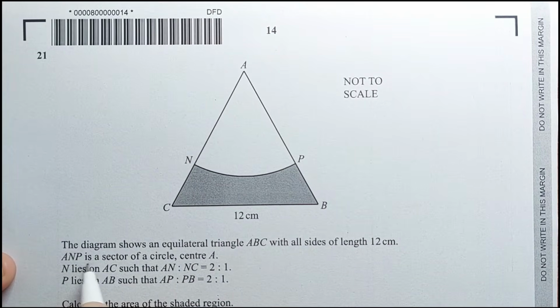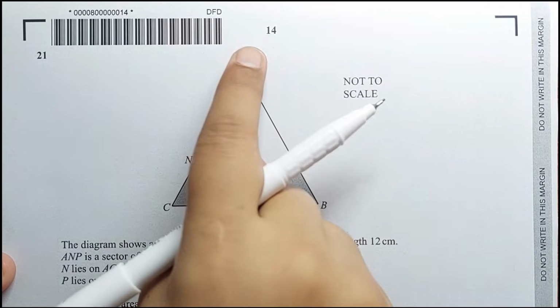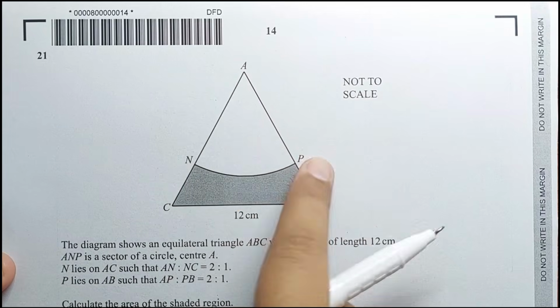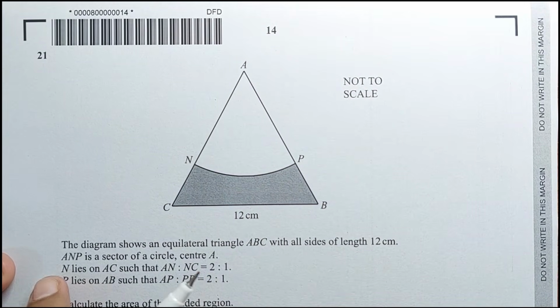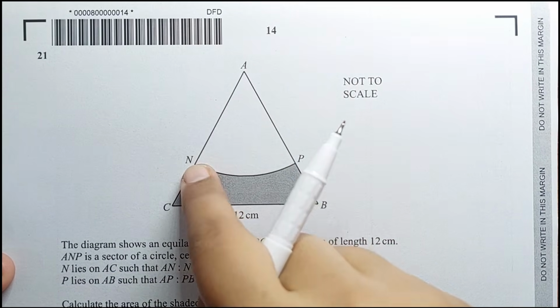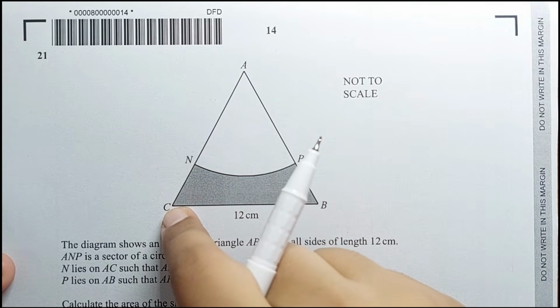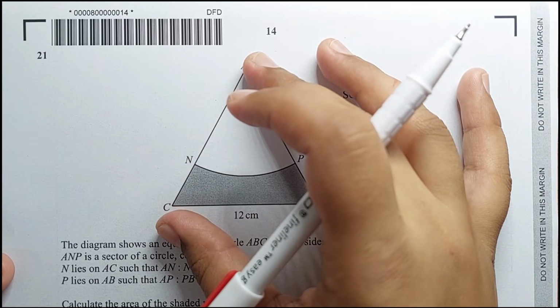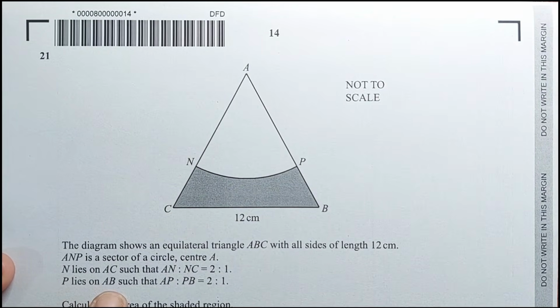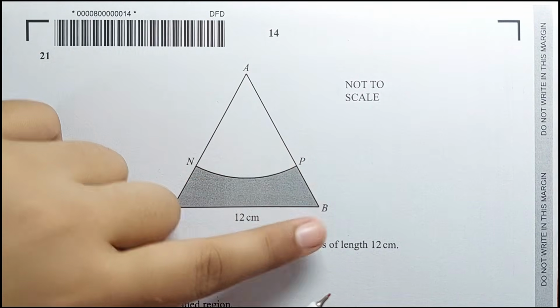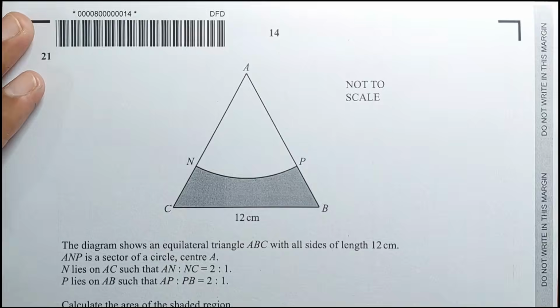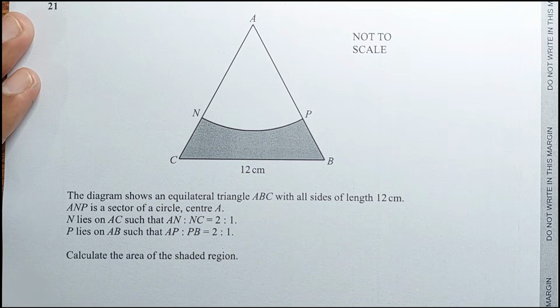ANP is a sector of a circle with center A. N lies on AC such that AN to NC is 2 to 1. AN is 2 and NC is 1, and the total ratio is 3. P lies on AB such that AP is again 2 and PB is 1, and the total ratio is 3. Calculate the area of the shaded region.